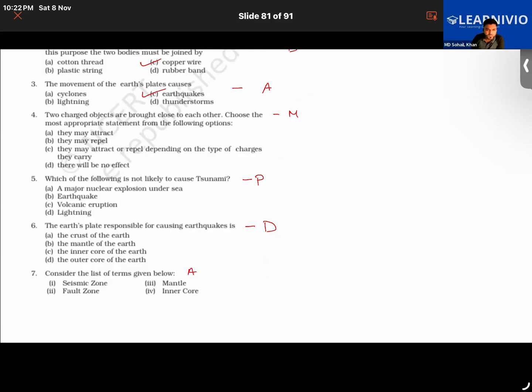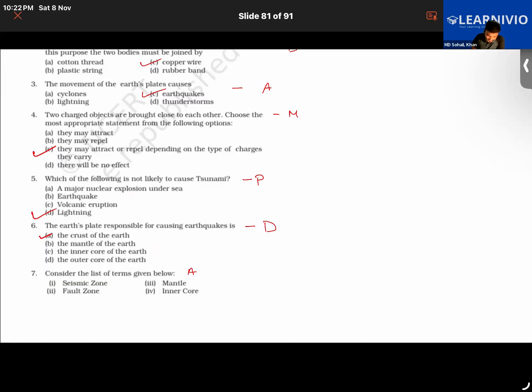Same, this question we have done. Next, Priyanka. Which of the following is not likely to cause tsunami? So the answer will be D. Doha. Earth's plate responsible for causing earthquake is. The crust of the earth.